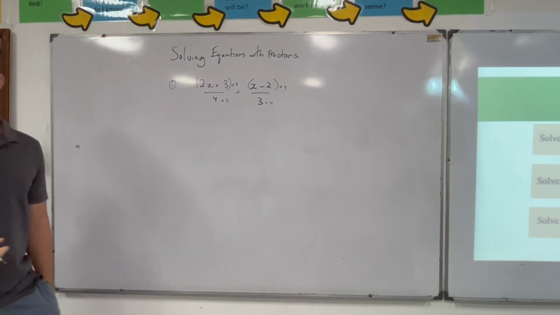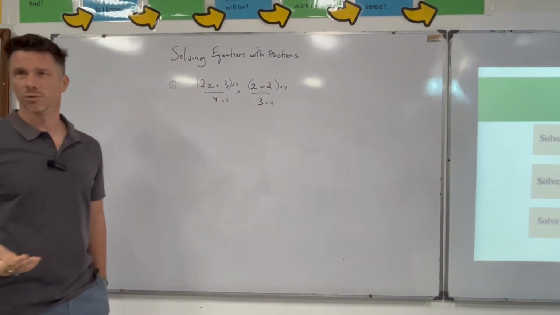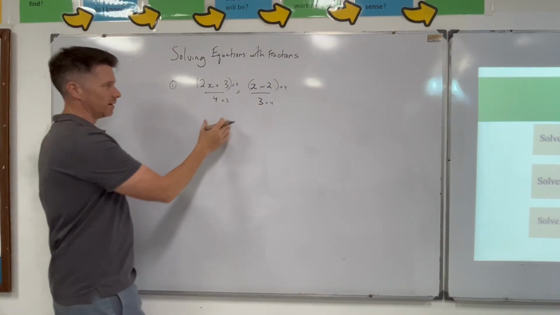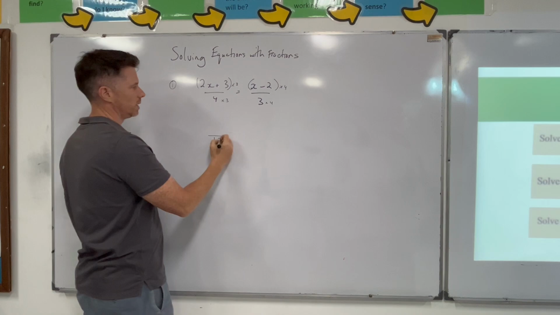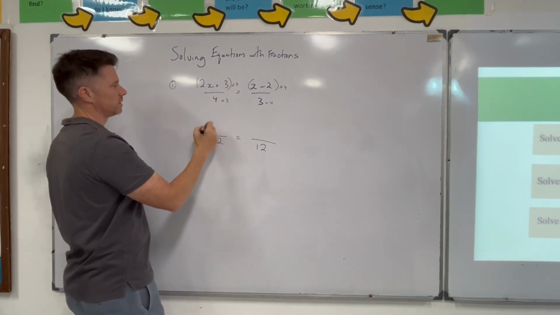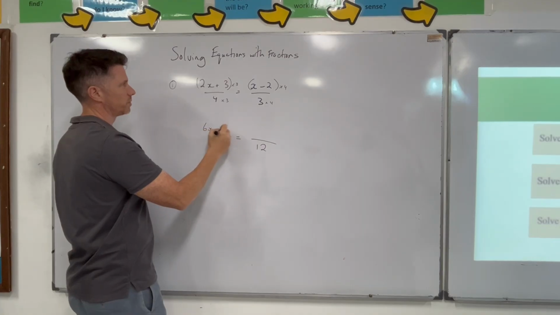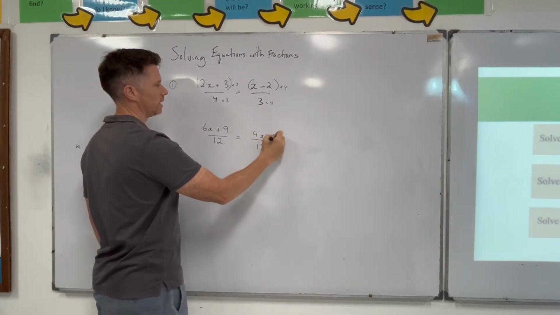But what you usually do is you go, oh, just cross multiply. But what you're doing is common denominator. And I'm going to write this next step, even though you don't need to write it. The denominator is 12 on both of these. And 3 times that gives 6x plus 9. 4 times that gives 4x minus 8.